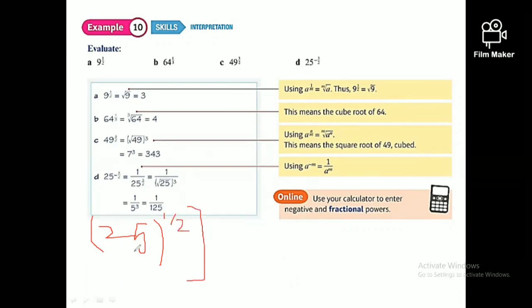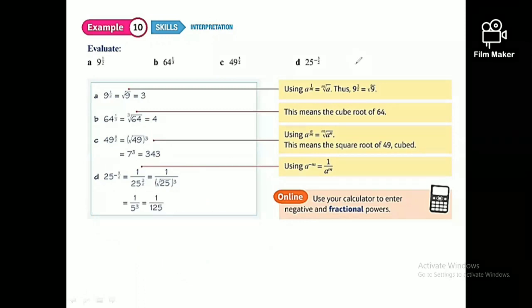Then write the numerator power as the outside power. 25 to the power 1 over 2, it is how much, children? 25 to the power 1 over 2 is the square root of 25. Square root of 25 is how much? It's 5. So it turns out to 5 to the power 3. 5 to the power 3 is 125. Therefore, 1 over 5 to the power 3 becomes 1 over 125. That is the final answer for this question, right?